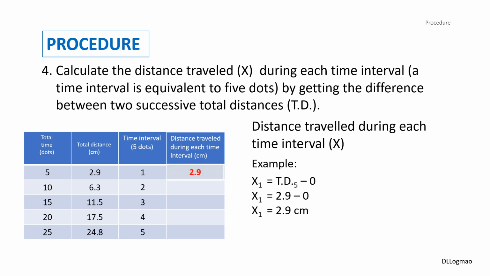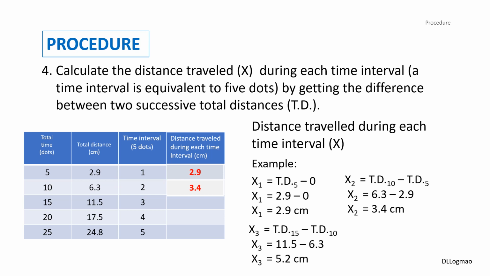X sub 2 is equal to total distance of the 10 dots minus the total distance of the 5 dots, which is 6.3 centimeters minus 2.9 centimeters. The computed distance traveled during the second time interval is 3.4 centimeters. Record in the table.